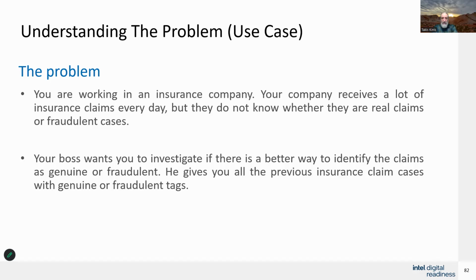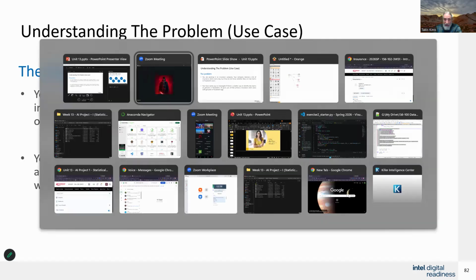Your boss wants you to investigate if there's a better way to identify the claims as genuine or fraudulent. It gives you all the previous insurance claim cases with genuine or fraudulent tags. So they've already figured it out. Now, if you haven't thought about this, here is our data set. Let's see if I can even find it here.